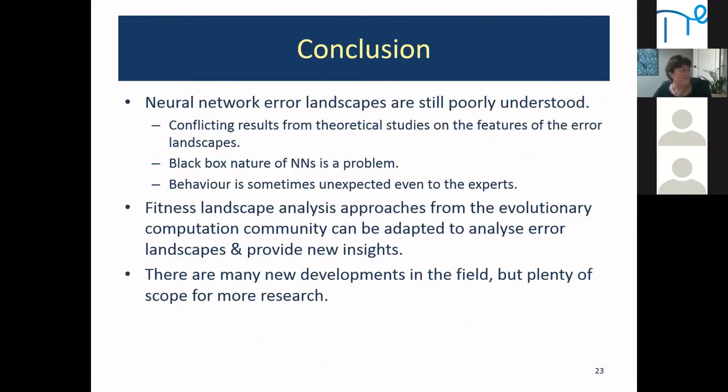Right, so in conclusion, neural network error landscapes are still very poorly understood. There are conflicting results from the theoretical studies. And this black box nature of neural networks is a problem not only because the resulting behavior is unexpected, but also because if we can't trust neural networks, how are we going to trust them to do important tasks in our lives?